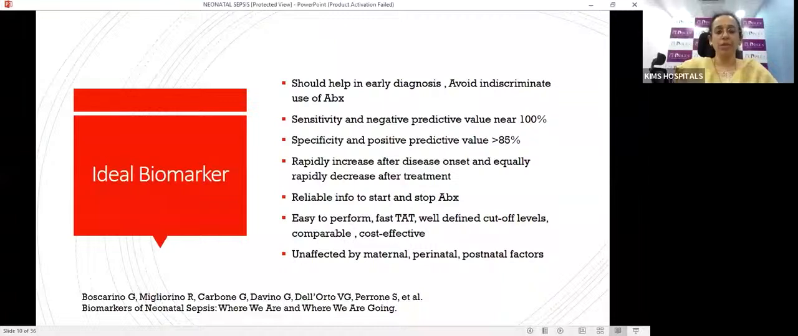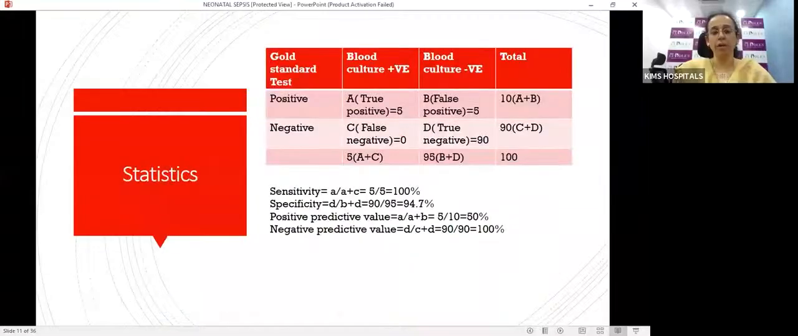Reliable information should be there to start and stop the antibiotic, and the biomarker test should be easy to perform with a fast turnaround time, should have well-defined cutoff levels, should be easily comparable between different NICU setups, and cost-effective. And it should not be affected by maternal, perinatal, and postnatal factors. Such an ideal biomarker is still not available, but we can use different biomarkers in combination, and with a combination of two or more biomarkers, we can rule out sepsis and also decide about the duration of antibiotic usage.